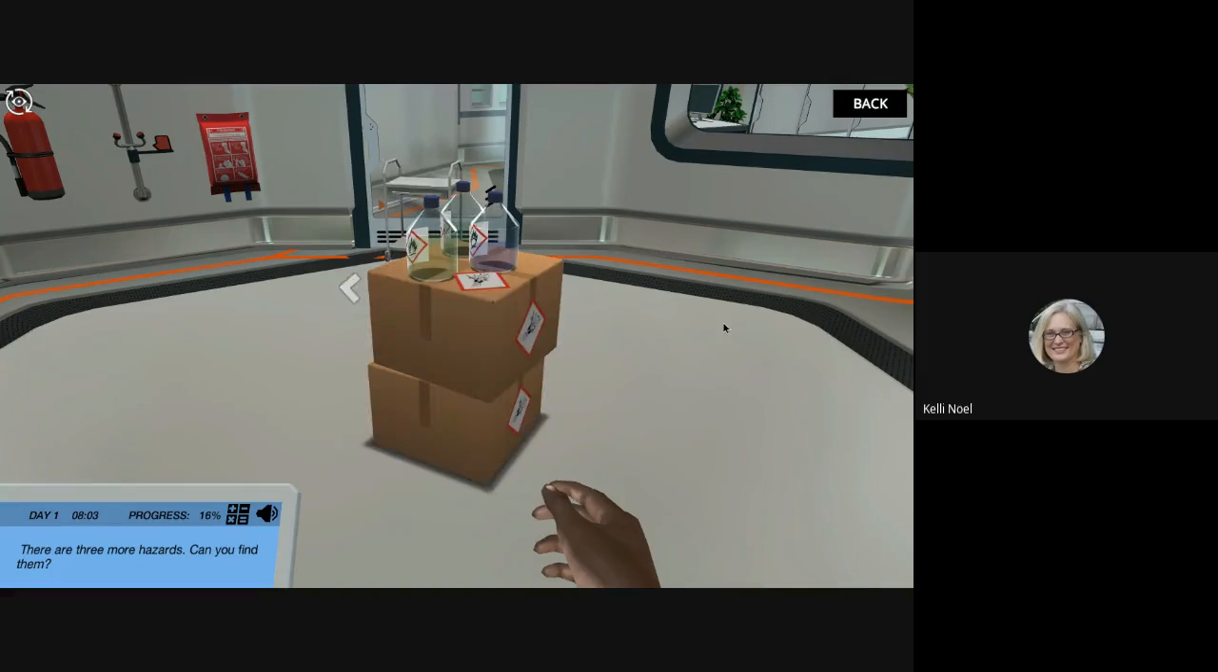For sure, chemicals need to be stored in designated cupboards and not just placed on the floor. This is especially important for reactive chemicals. Flammable liquids need to be stored in fireproof cabinets. There are two more hazards. Can you find them?